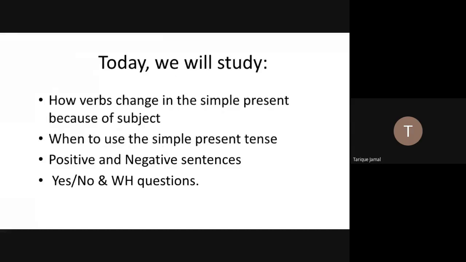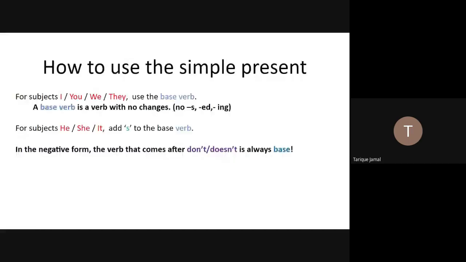So how to use the simple present for the subjects I, you, we, they. Use the base verb, right? And remember, what is a base verb? A base verb is a verb with no changes. It means there's no s, there's no ed, there's no ing.